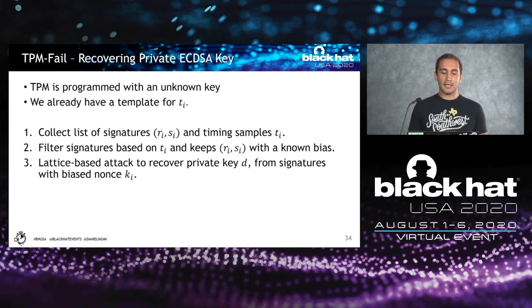In this systematic attack, we assume the TPM is programmed with an unknown private key. We collect a list of signatures using this TPM device, along with their timing, and we use the timing to filter the signatures into a group that has some bias. For instance, we know that all the signatures generated in less than X cycles are supposed to be, say, 8 bits short. When we have those biases, we can use a technique called a lattice-based attack, and using it, we can recover the private key.